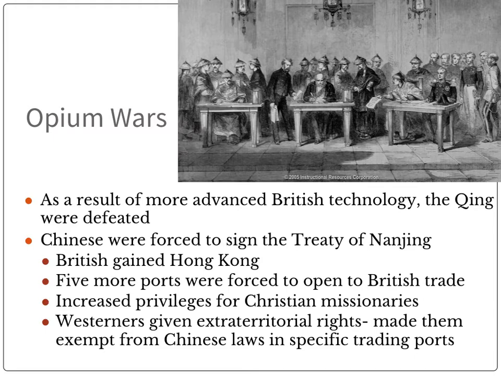And then Westerners were given extraterritorial rights. So what that means is in specific trading zones, Westerners, such as British, were exempt from Chinese laws. So think about that in terms of America too. Like if people came here to trade, but they didn't have to follow any of the American laws, I think we would have a problem with that. But that is what the Europeans, such as the British, are being given, that they don't have to follow the Chinese laws when they're there to trade.